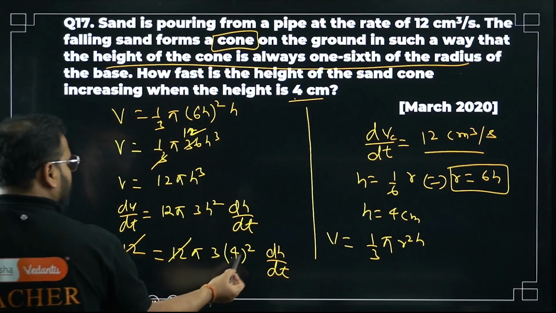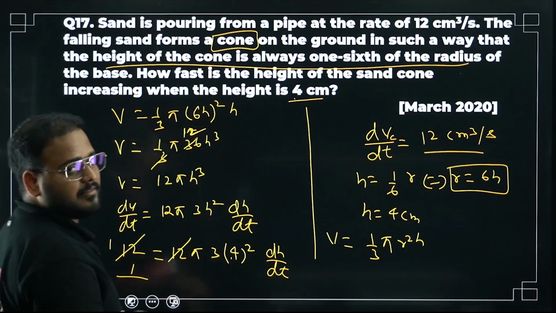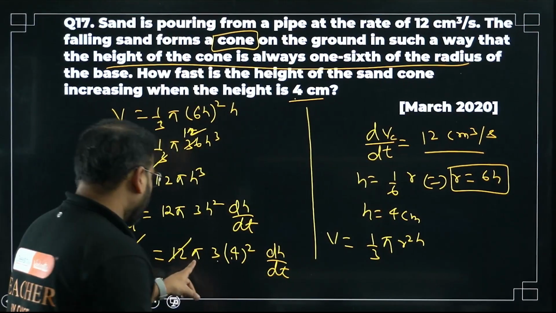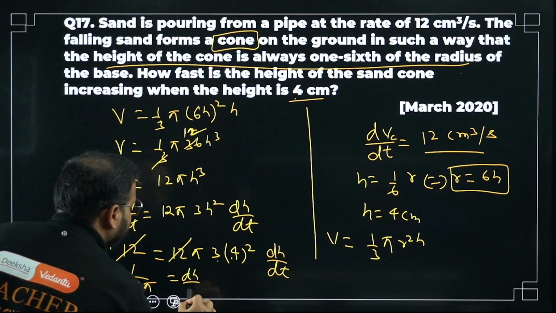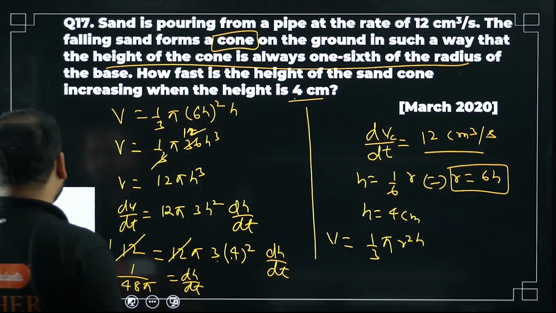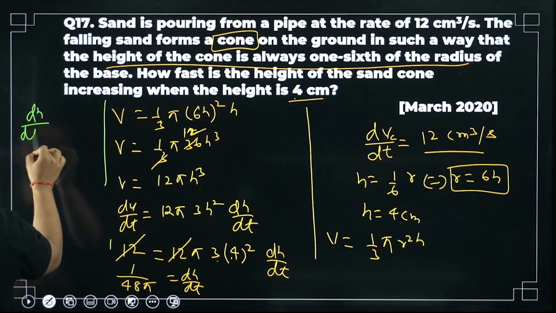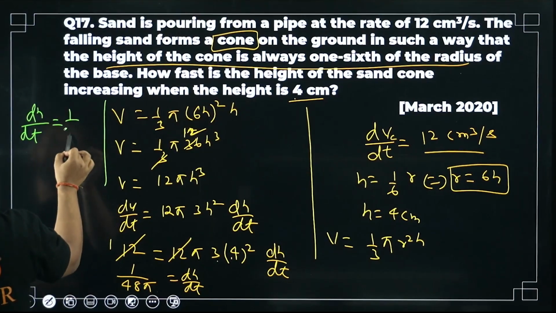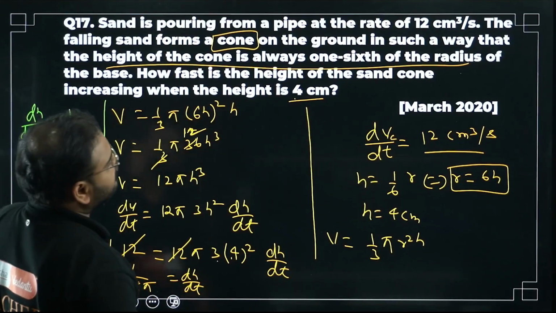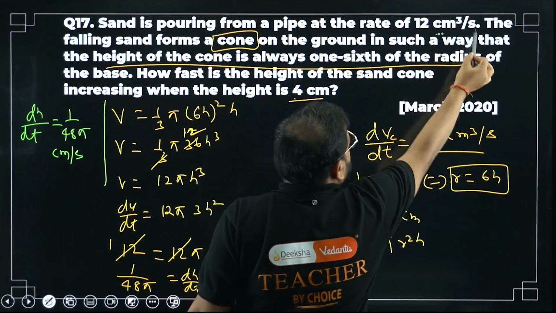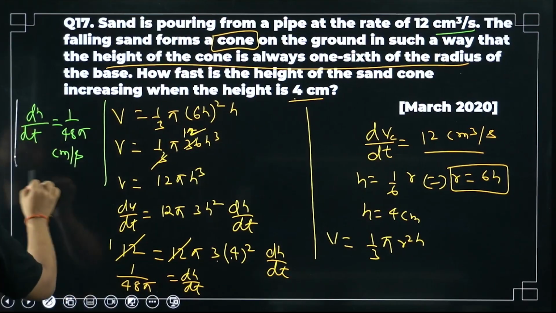4 square is 16, into 3 is 48. I'll bring everything on this side. So 1 by 48 pi is coming as dh by dt. What is my final answer? The rate of change of the height, dh by dt, is coming as 1 by 48 pi centimeter per second. What's the unit, second or minute? Second only. This is your final answer.